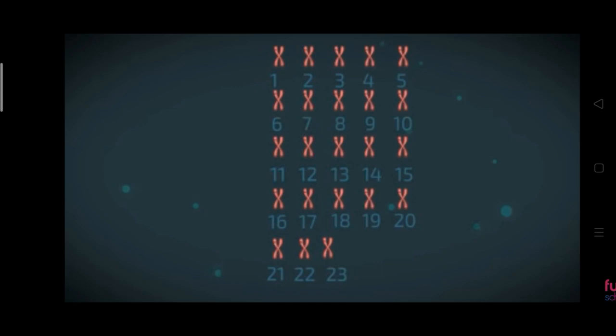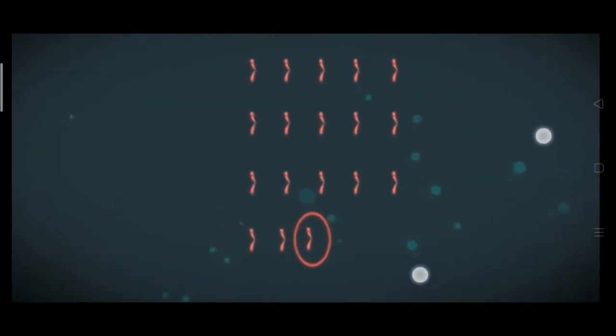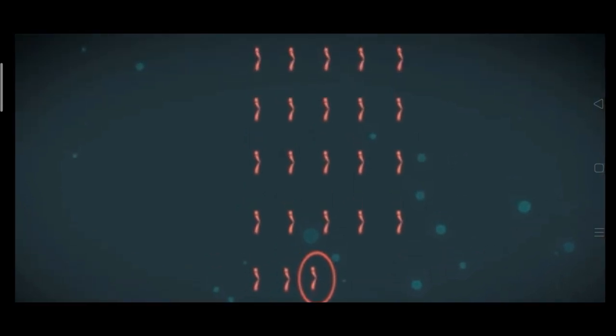Every cell of our body contains 46 chromosomes except the gametes in our body. The gametes contain half of the chromosomes. That means only 23 chromosomes are present in the gametes of the human body. We have a total of 46 chromosomes in every cell of our body. But the gametes contain half of the chromosomes. The last chromosome is called the sex chromosome.